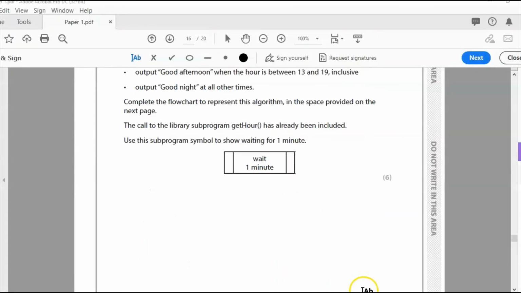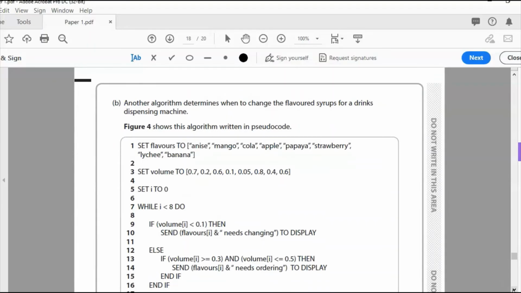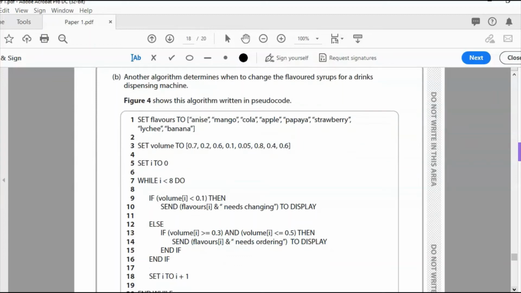So remember, that is a total of 6 marks, and to get 6 marks you've got to be logical and you've got to use the correct flowchart notations. So we'll scroll through now to question B. Another algorithm determines when to change the flavoured syrups for drinks in a dispensing machine. Figure 4 shows the algorithm written in pseudocode.